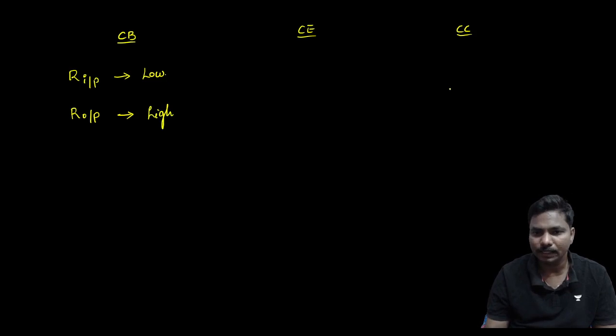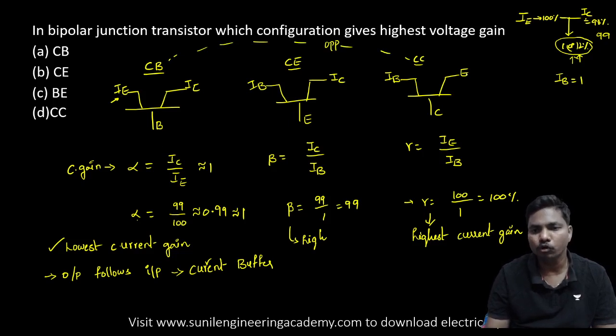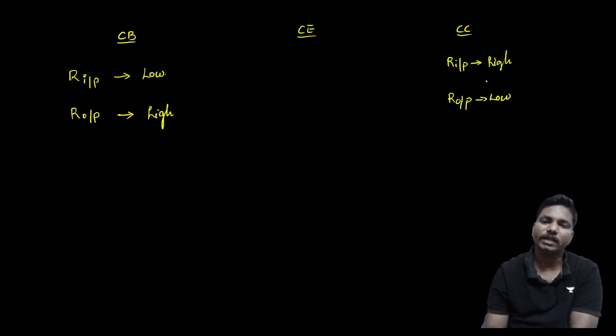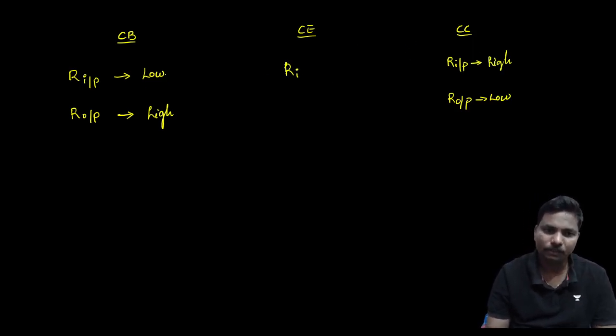In the same way, common collector is just the opposite, guys. Common base and common collector are opposite. Why? Because here the emitter is input, and here the emitter is output. The emitter is at the output side, heavily doped, so low resistance. And on the input side the base is there. The base is lightly doped, so you will get high resistance. In common emitter, both are medium. These are also important for exams.